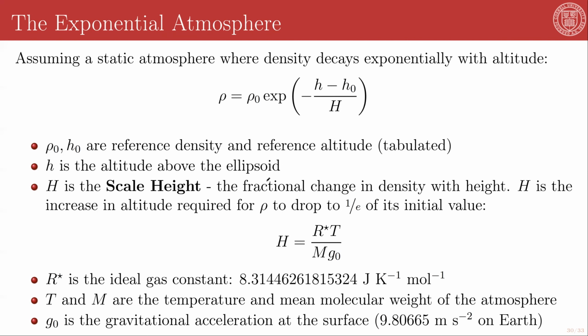The scale height is defined as the fractional change in density with height. And what that means is that capital H is the increase in altitude that is required for the density to drop to 1 over the exponential, so this e is Euler's number, of its initial value. We can write H as the ideal gas constant, R star, times the temperature divided by the mean molecular weight of the atmosphere times the surface gravity of the body, let's say Earth. So g naught is 9.80665, or 9.81 as we commonly approximate, meters per second squared.